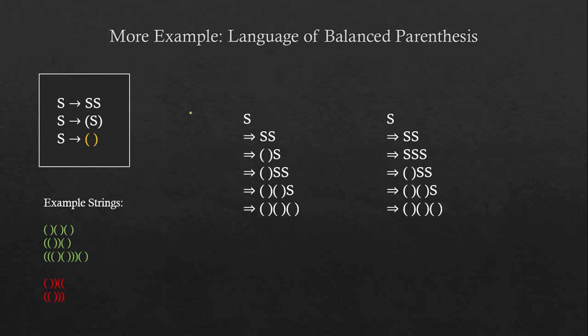The point of choosing this example was also to mention that ambiguity is a property of the grammar and not a property of the language. This is the language of balanced parentheses, and this is one of the grammars that describes this language. The ambiguity we are seeing here is a property of this grammar and not this language. I'm going to show you what I mean.